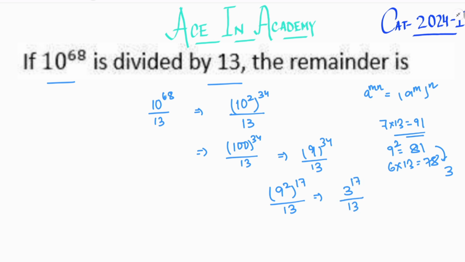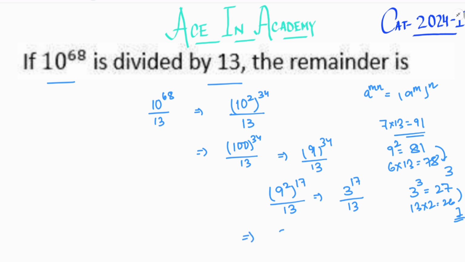You can see that our number is constantly decreasing, so we'll get the remainder soon. Now again, I can think of 3 raised to power 3, which is equal to 27, and the closest multiple is 13 into 2, that is 26. In this case, we'll get a remainder of 1. Try to find such cases where you'll get a remainder of 1 very soon. In this case, we got it at a later stage, but in most cases you'll get it at a very early stage and you'll solve the question very easily.